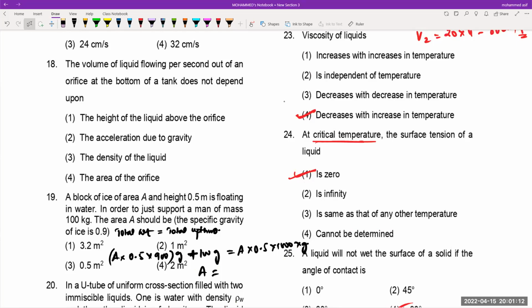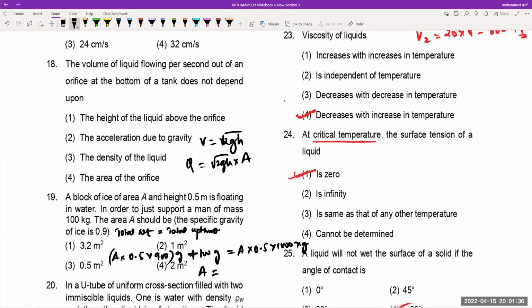Next one, the volume of the liquid flowing per second out of an orifice at the bottom of the tank does not depend upon, so velocity जो orifice से निकलेगा, Torricelli's theorem, V is equal to under root of 2g into h. So rate of flow will be equal to how much for me beta? Under root of 2gh into area. Rate of flow is equal to how much for me? A1 into V1. Isn't it?